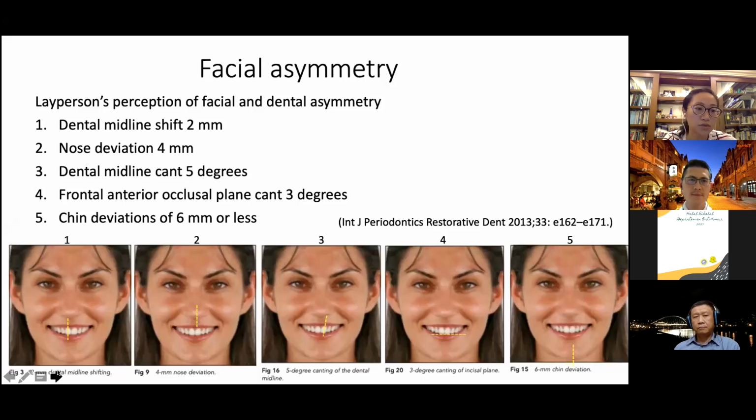From a study in 2011, they mentioned the layperson's perception of facial and dental asymmetry. One, the dental midline is shifted by 2 millimeters. Second, the nose deviates by 4 millimeters. Third, the dental midline canting is more than 5 degrees. Fourth, the frontal anterior occlusal plane canting is more than 3 degrees. And fifth, the chin deviation is 6 millimeters or less.